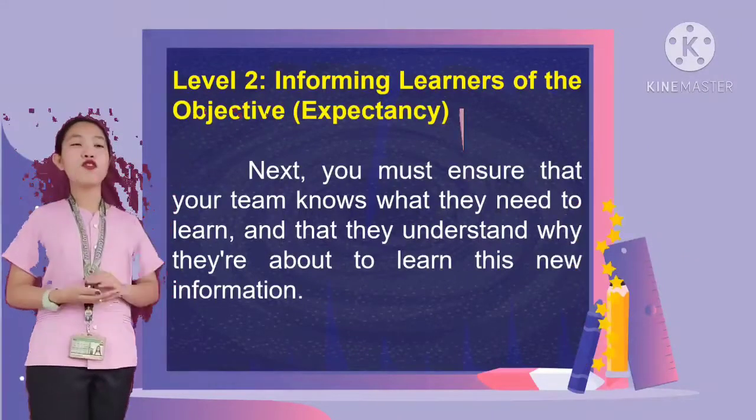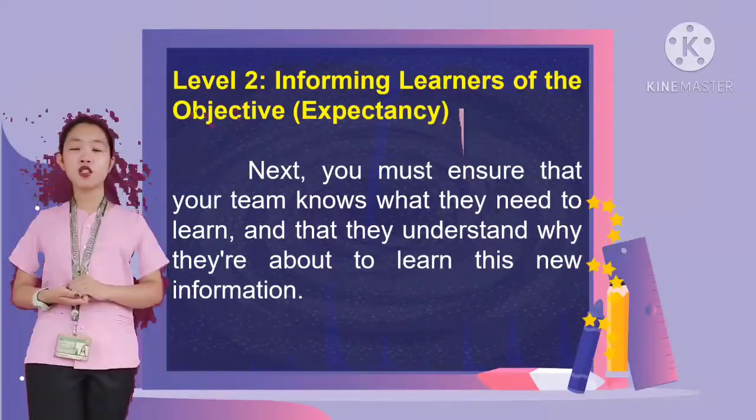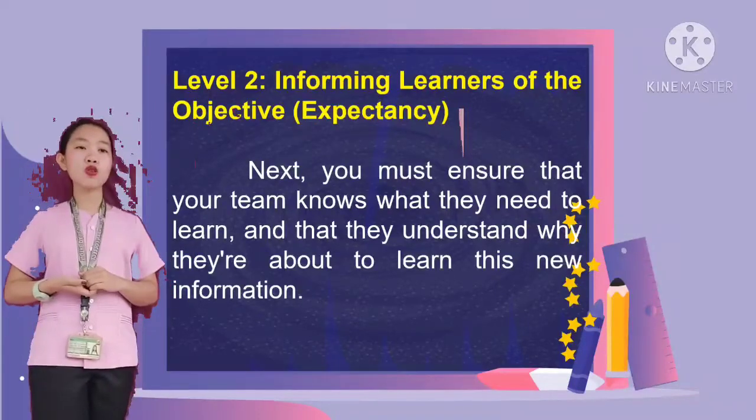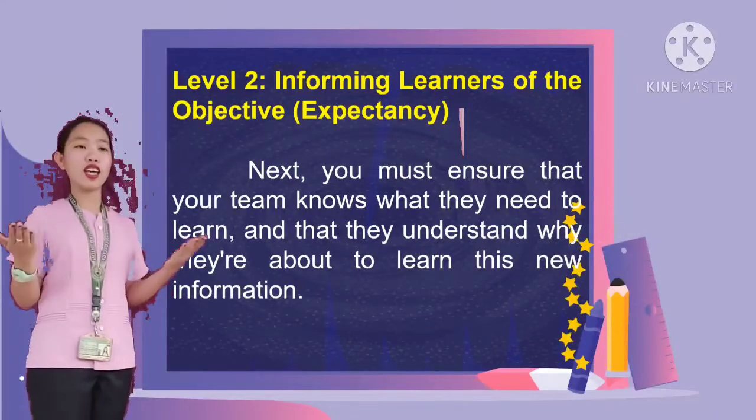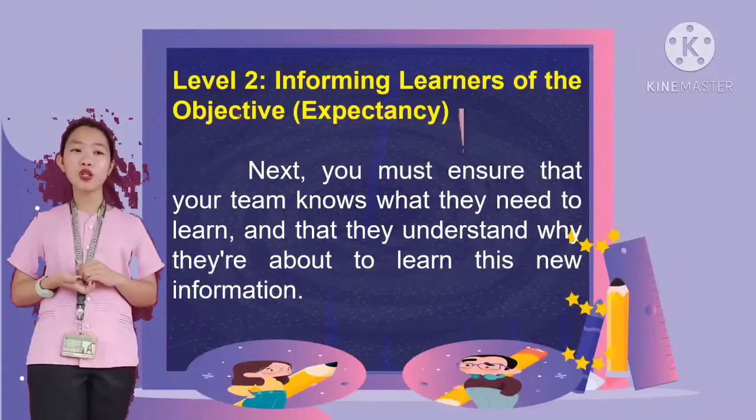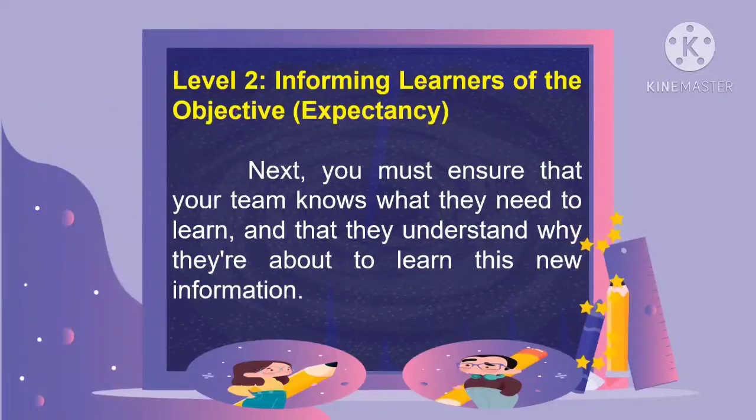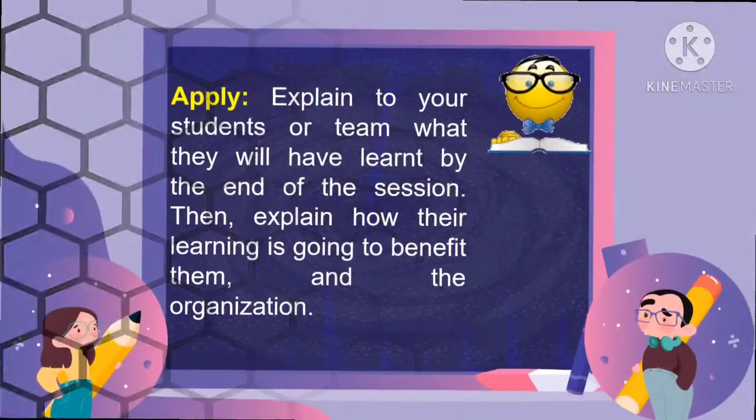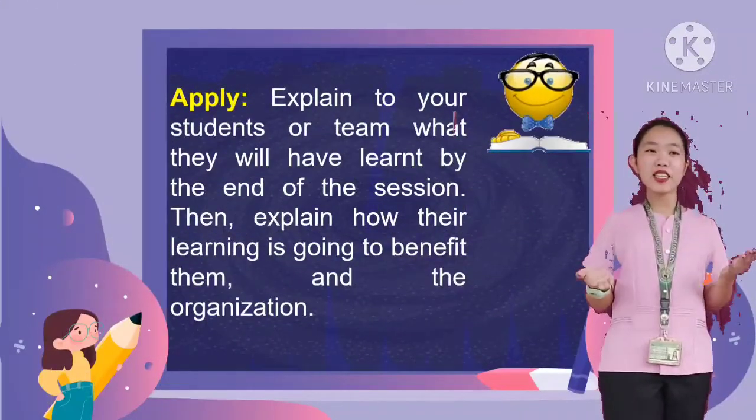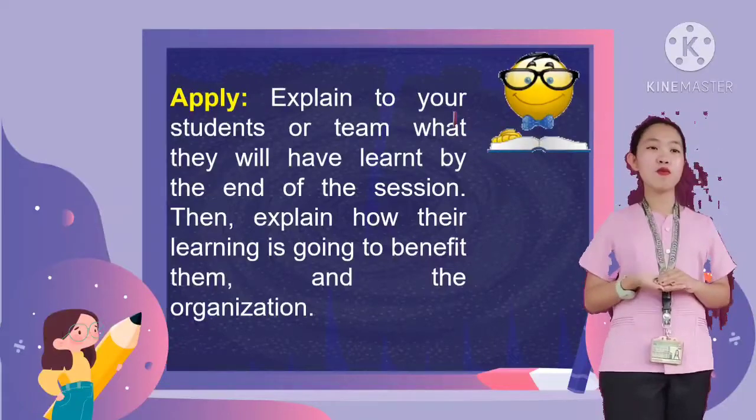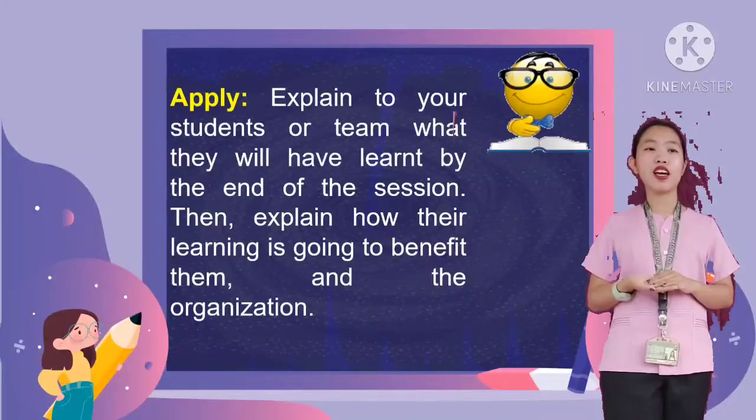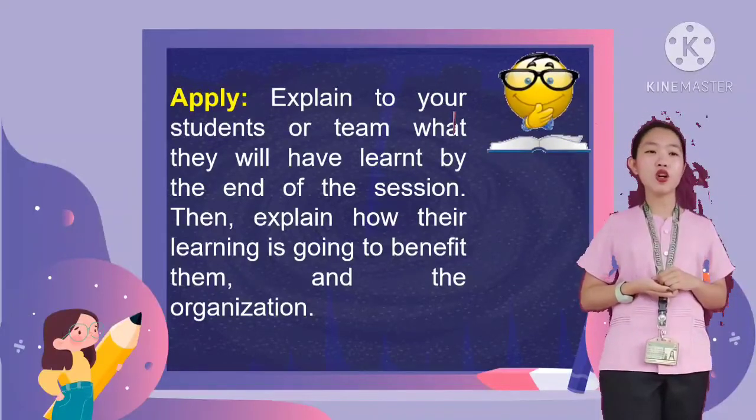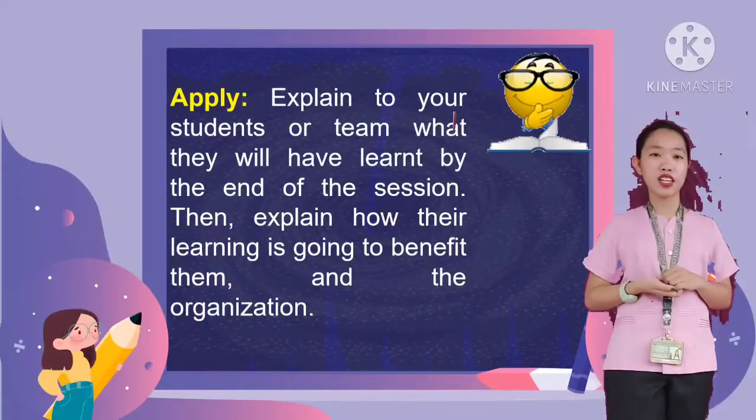Level 2, informing learners of the objective or expectancy. Next, you must ensure that your team knows what they need to learn and what they will understand while they're about to learn the new information. By applying this, explain to your students or team what they will have learned by the end of the session. Then, explain how their learning is going to benefit them and the organization.